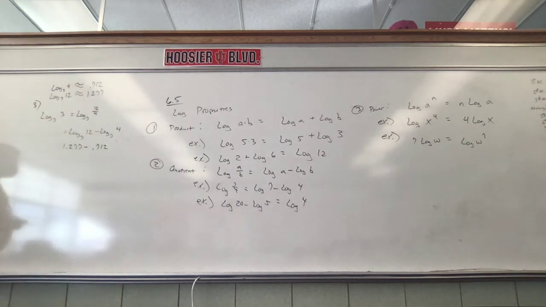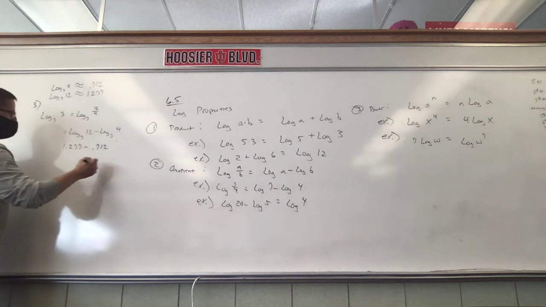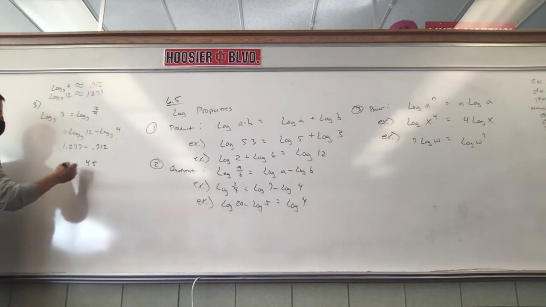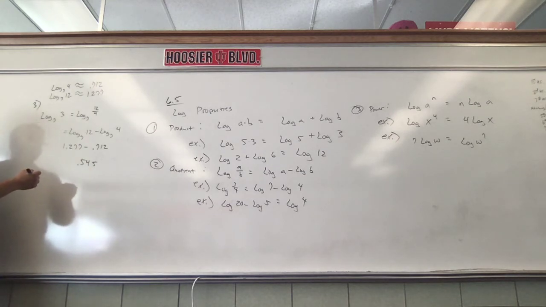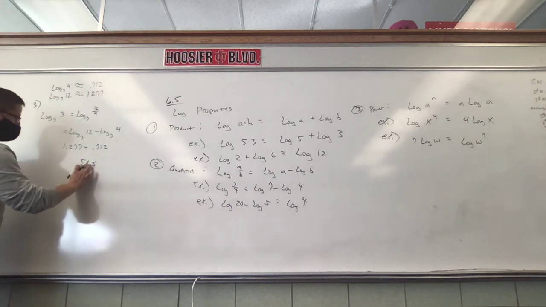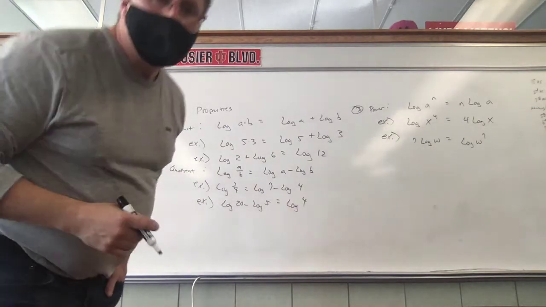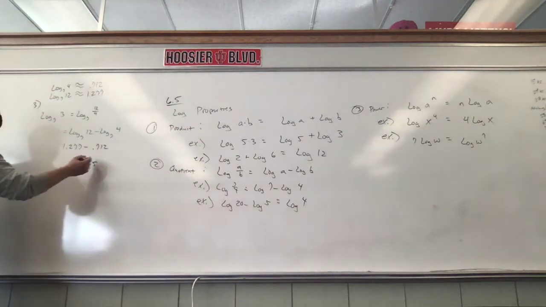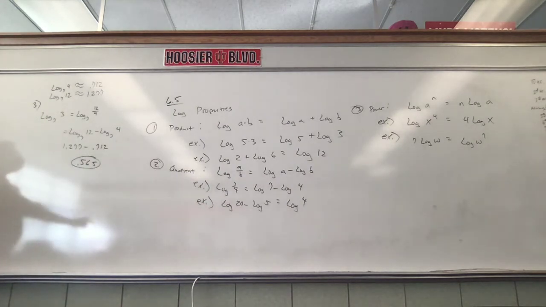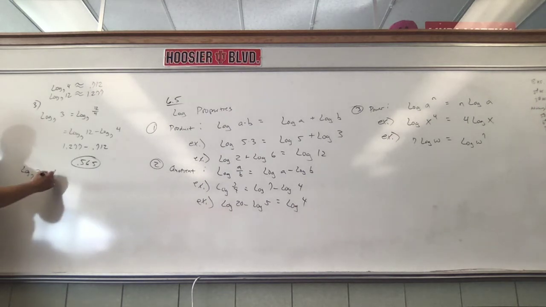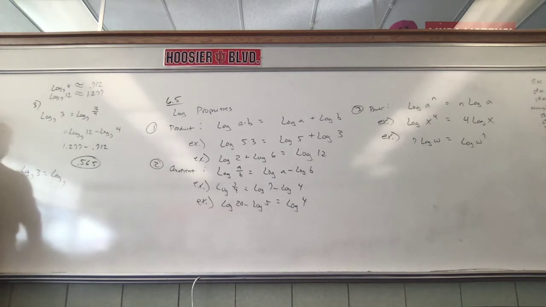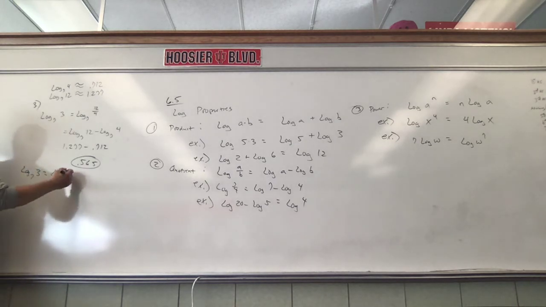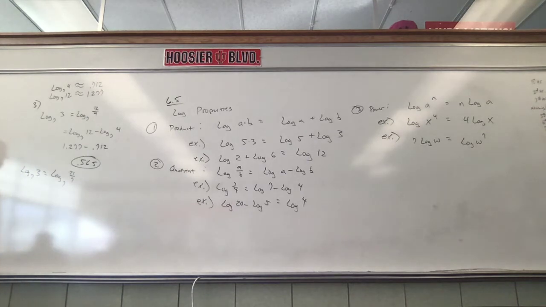And we simply subtract them. We simply take 1.277 minus 0.712. We do that, we get 0.545? No, that's not right. 0.565, and there we go. Now, I want to make sure you understand, this problem's done. This problem's done, okay? Could I have said the log base 7 of 3 is the same as the log base 7 of 21 divided by 7? Could I have done that?